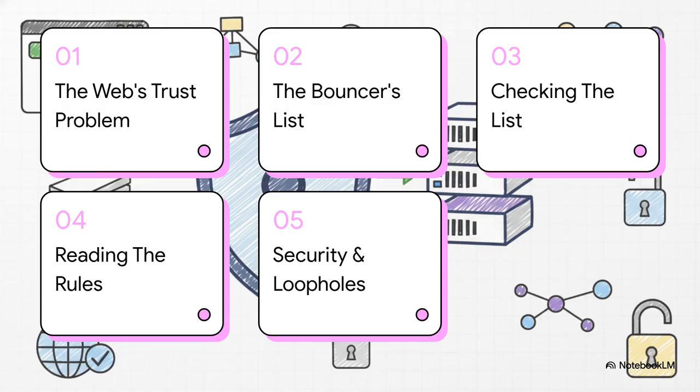All right, so here's what we're going to cover. First, we got to understand why we even need this thing. We'll look at the web's trust problem. Then, we'll introduce our bouncer and see how they check the list. We'll even learn how to read the rules they're following. And finally, we'll talk about a few security gotchas. Sound good? Let's jump in.